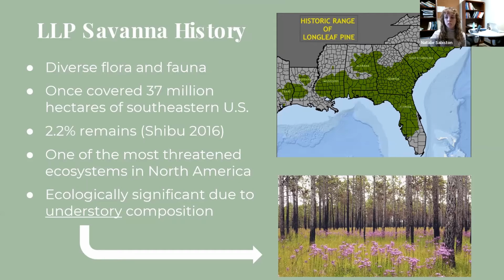So despite this destruction, the longleaf pine savanna still contains valuable and diverse plant and animal life, which is largely found in the understory. And you can see an example of that to the right. The understory is the area that exists below the canopy, or beneath the trees. And as you can see from the picture, it mainly consists of grasses and flowering plants in the longleaf pine.